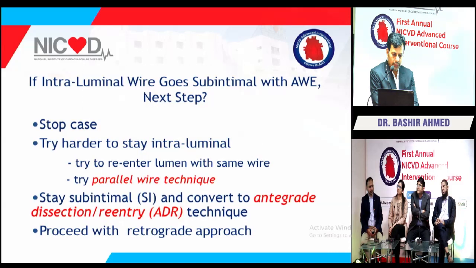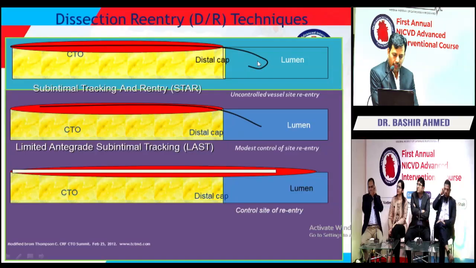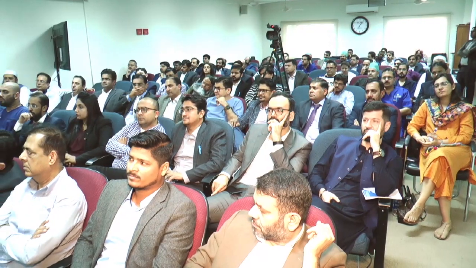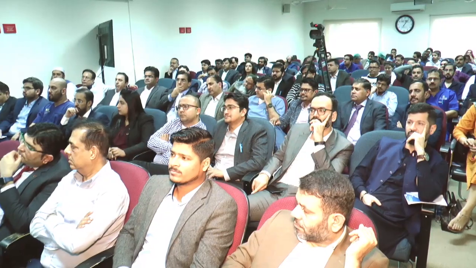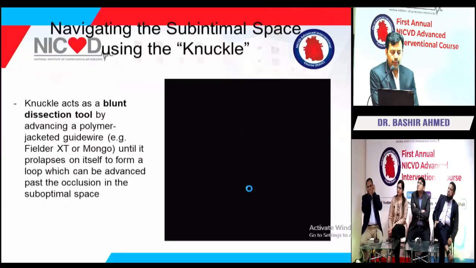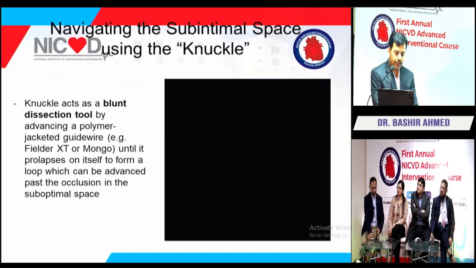This is an example of antegrade dissection re-entry, to cross with a wire through the distal cap. This technique is called STAR, subintimal tracking and re-entry, and the other is LAST, limited antegrade subintimal tracking. This one is about the Stingray catheter. And the last slide: how a knuckled wire acts or creates blunt dissection. A knuckle acts like a blunt dissection tool by advancing a polymer-jacketed wire like Fielder XT or Mongo until it prolapses or itself forms a loop which can be advanced past the occlusion in the subintimal space.